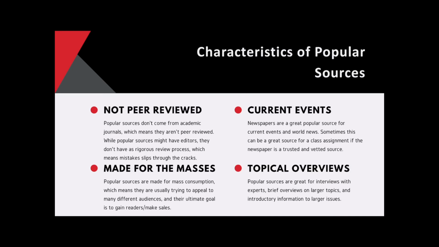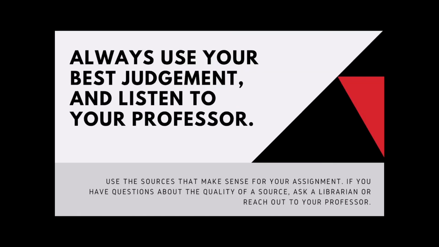But how do we know which sources are appropriate to use at what time? Use your best judgment and listen to your professor. Usually, the assignments you are given will be clear about what types of resources are expected. If you're writing a big research paper, you will probably want academic sources. If you're putting together a presentation over a large topic for people maybe outside of your degree program, you might want to use popular sources for easily understandable information. But just know you can always reach out to your professor with questions.